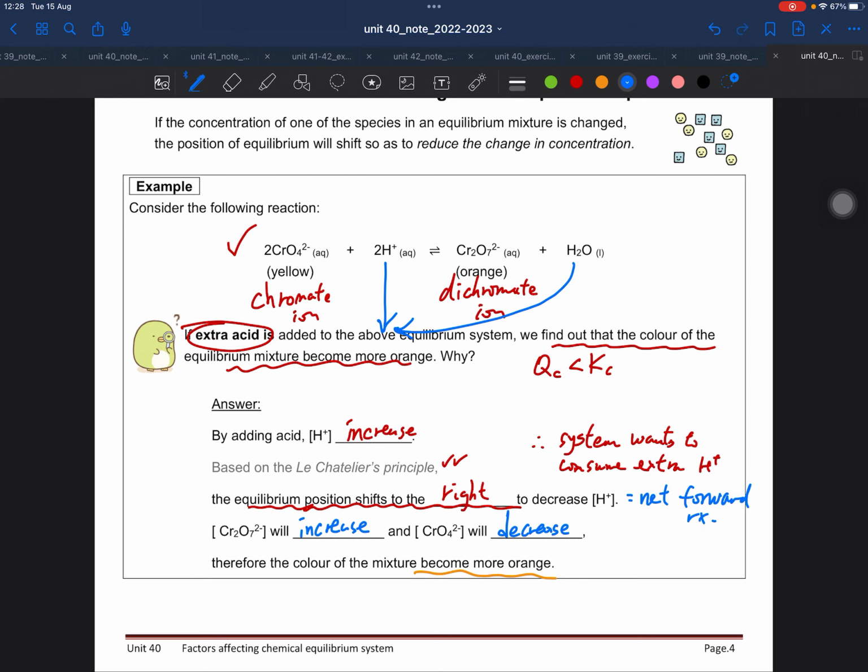And okay, an extra piece of information for you. That's why we don't have alkaline dichromate solution. We have acidified potassium dichromate, right? But we don't have alkaline potassium dichromate. It's because of this one. Because in alkaline condition, the dichromate will decompose into chromate ion.